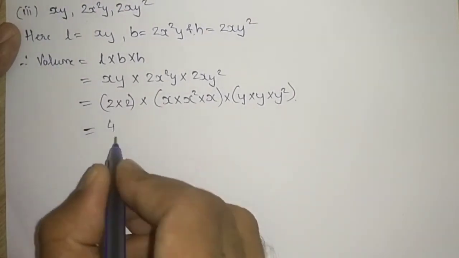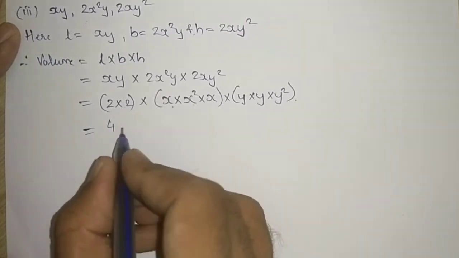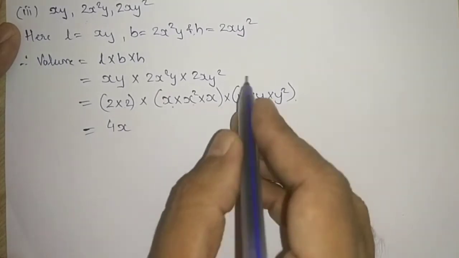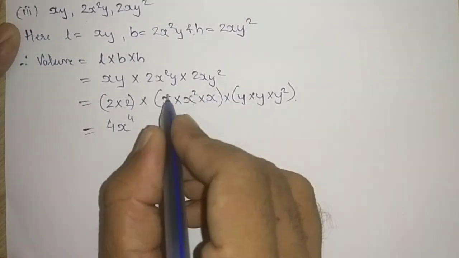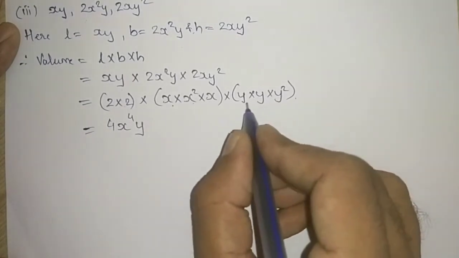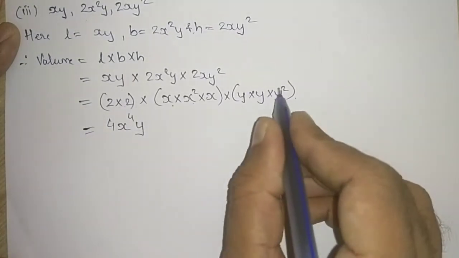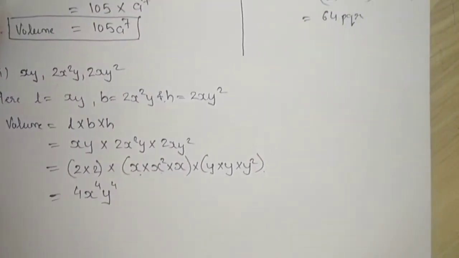2 2s is 4. X, the bases are same, so we will write x as it is and add the powers. Power is 2 plus 1 is 3, plus 1 is 4. Again y, which is the base, is same, so we will add the powers, and the answer is 4 x raised to power 4 and y raised to power 4.